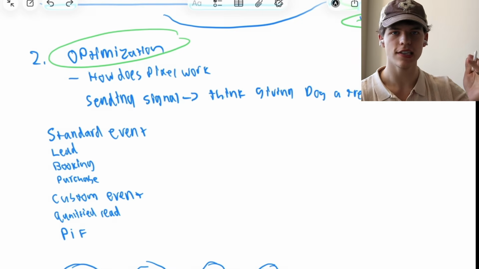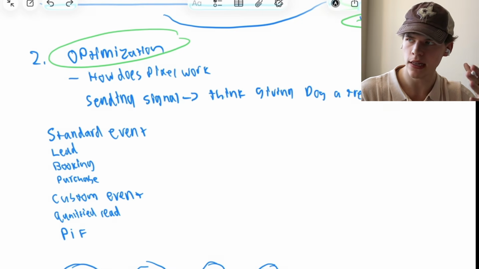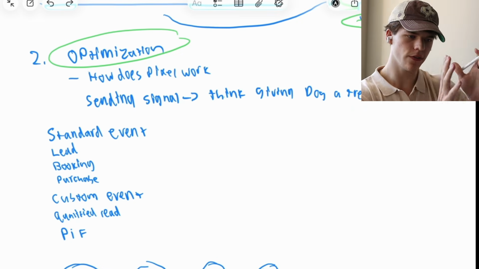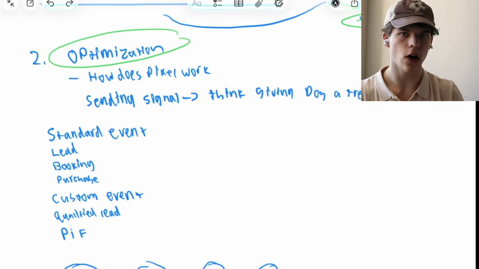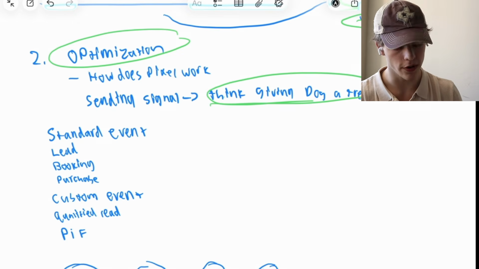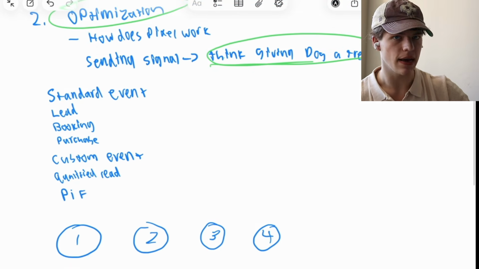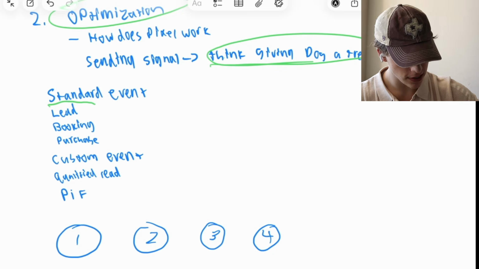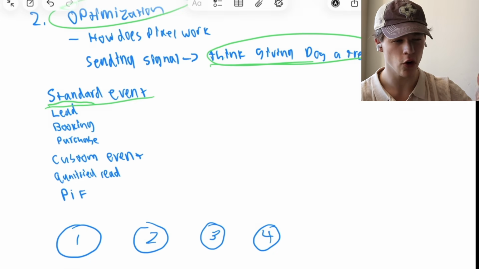Essentially, the way the pixel works is you can't say, hey, Mr. Zuckerberg, I love these guys. These guys kind of suck. Just send me more of these and don't send me these. You can't do that. All you can do is think of it as you can feed a dog a treat, right? You can tell it, good job, right? Do more of this. And the way you do that is sending back events. So you have what are called standard events, and standard events are going to be things that Facebook already knows what they are.